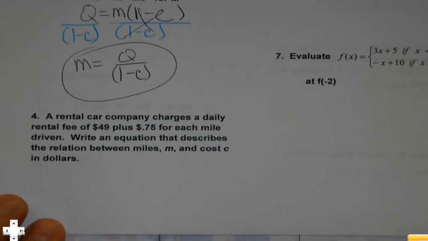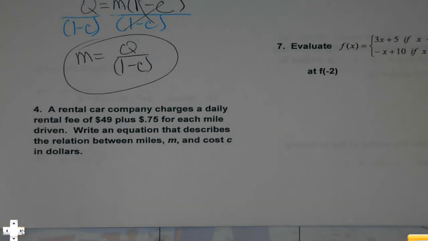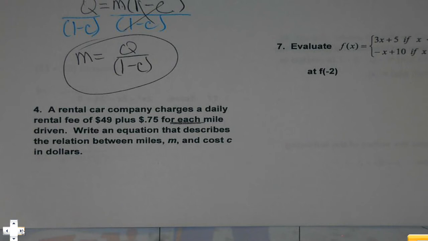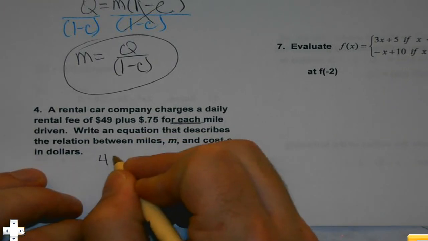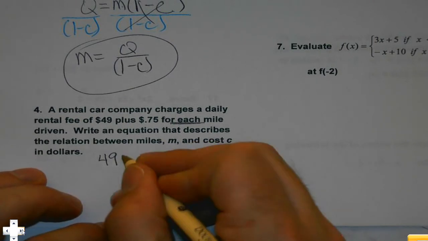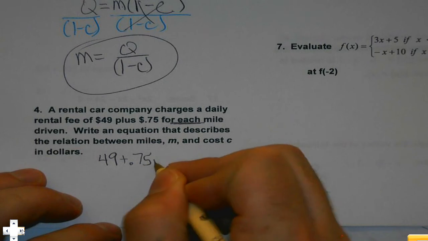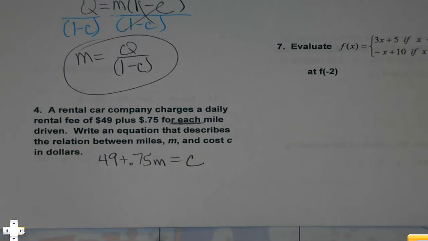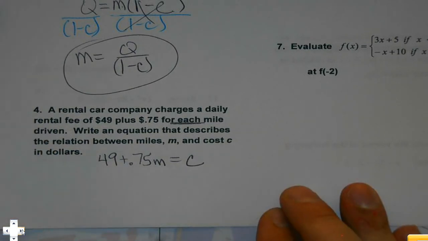Number 4, a rental car company charges a daily rental fee of $49 plus 75 cents for each mile, which means the variable will be going with it. Write an equation that describes the relation between miles and cost in dollars. Okay, so it costs me $49 whether I drive 1 mile, 100, 500 miles, whatever. But the number of miles I drive makes a difference, and that's what determines my cost. Do not put the C with the 49. The cost is the total amount that we pay, so it has to be on the other side of our equation. Okay. Breezing along here pretty decent, right?